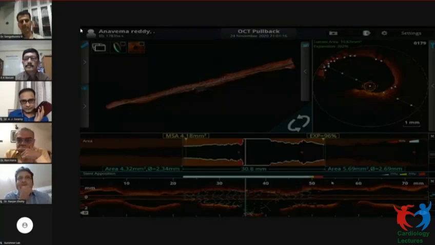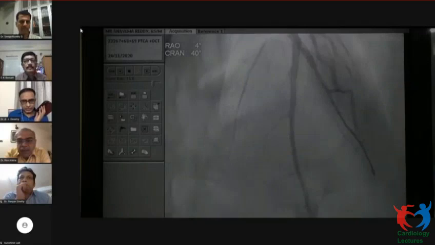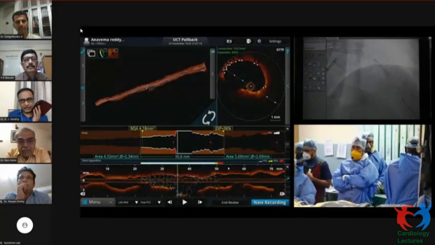That elliptical shape is very characteristic if a proper POT is not done or cannot be done for some reason. A final. Can you hear us? Which is frozen on the screen. That is the point I was trying to make. So he was saying probably there is a little bit of malapposition, and I was trying to tell him that there is some incomplete expansion as well.